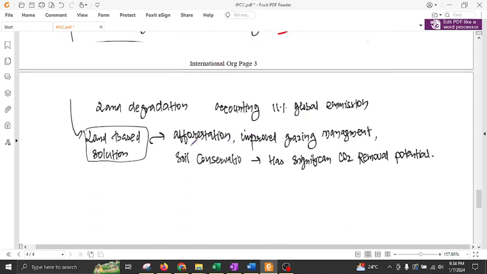And there is a land-based solution the report provides, that is afforestation, improving grazing management, and soil conservation, which have significant CO2 removal potential.